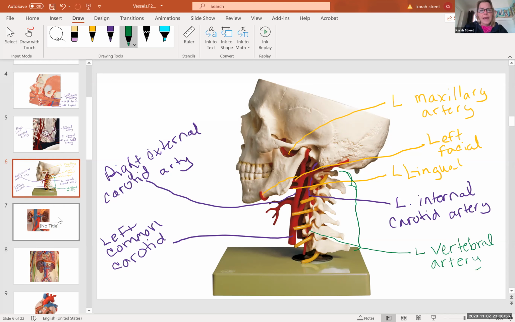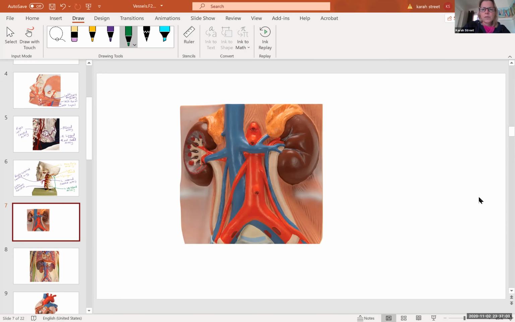We're going to head back down to the abdominal cavity now. And let's get our visuals here. First of all, that would be the left common iliac artery.